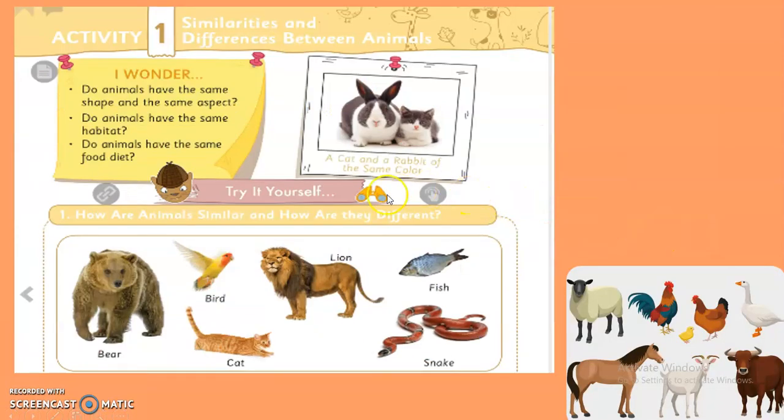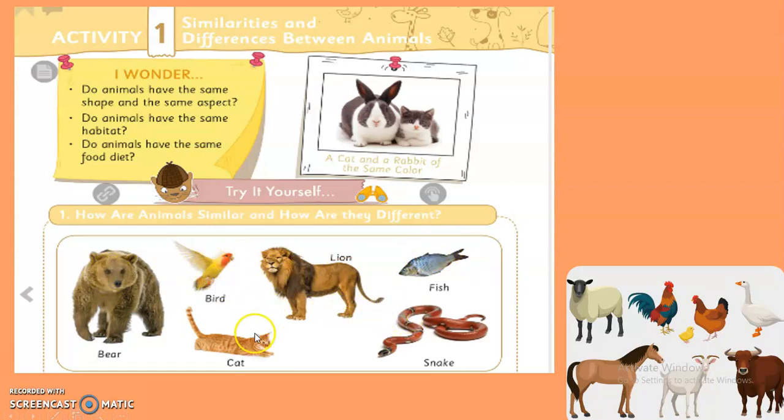First of all, let's look at this picture, guys. We have a group of animals, right? And we have different kinds of animals. We have bear, cat, bird, lion, fish, and a snake. I'm gonna ask you a question, guys. Do all these animals have eyes?